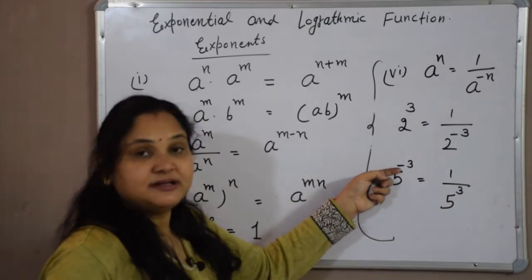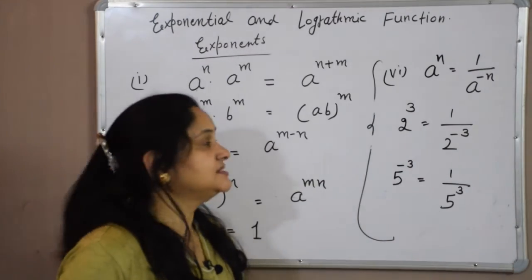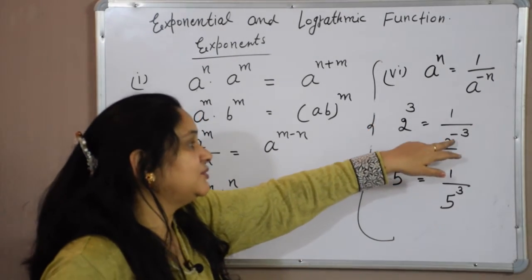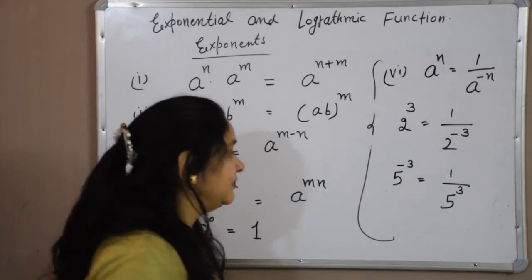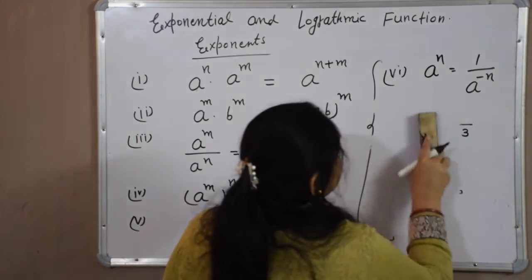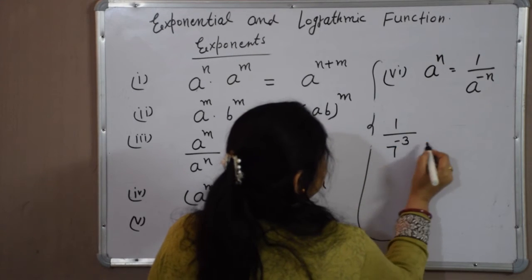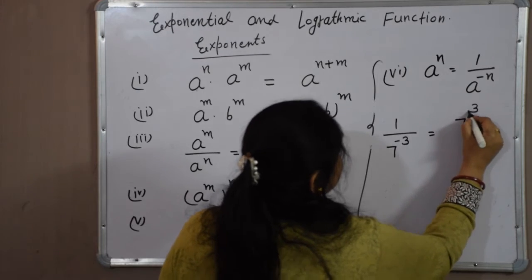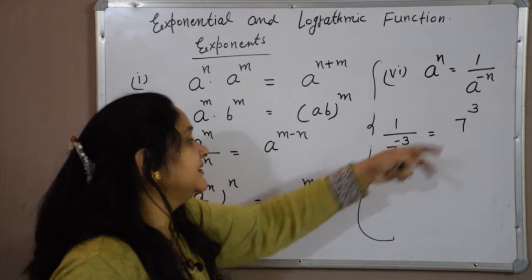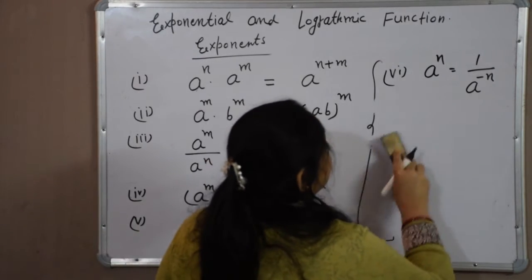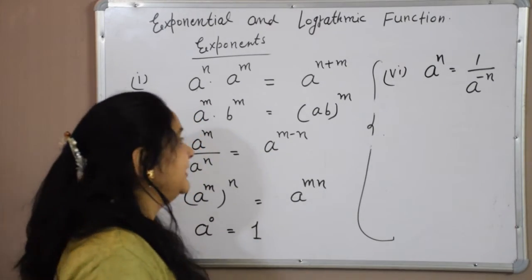So if the power is negative, in the reciprocal it will just change the sign. If it is positive, in the reciprocal it will become negative, and if it is negative, in the reciprocal it will become positive. Similarly, if I am having in the denominator 7 minus cube, I can write it like 7 raised to power 3, 7 cube. 1 by 7 minus 3, I can write like this, and vice versa. You can go from left to right and from right to left.